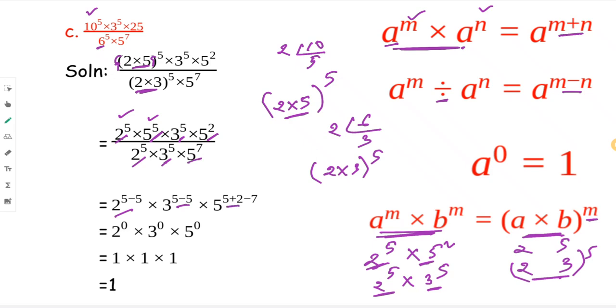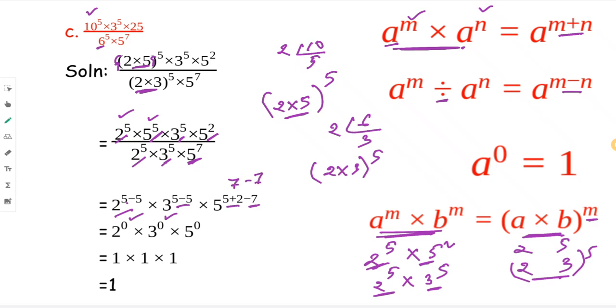But can you see here below again 5 to the power 7? That means it's divided by 5 to the power 7. And when there's division, subtraction has to be there. So you can see here minus 7. Alright. Now 5 minus 5 is 0. 5 minus 5 is 0. Then 7 minus 7 is also 0.